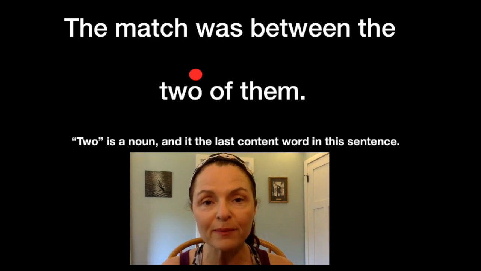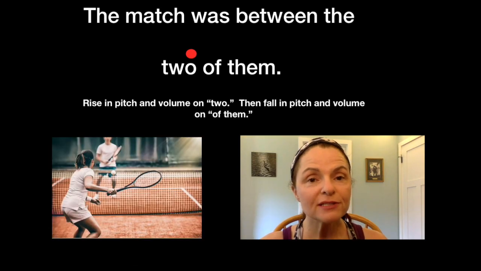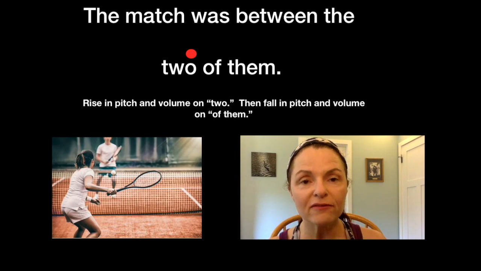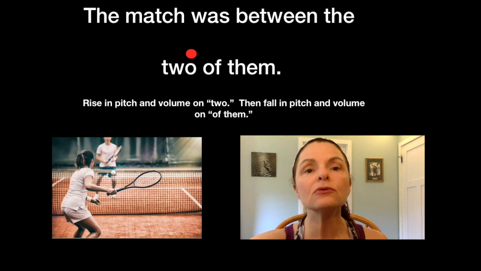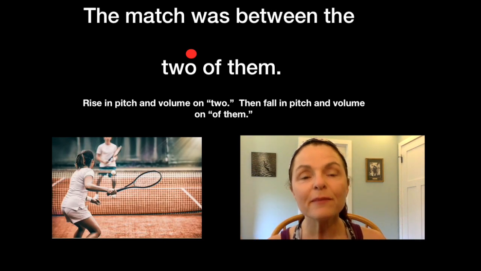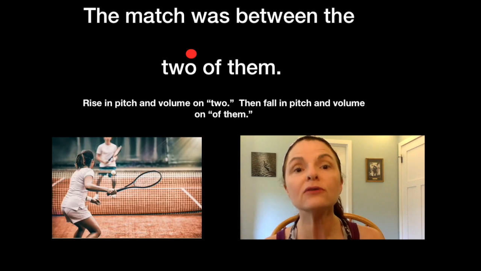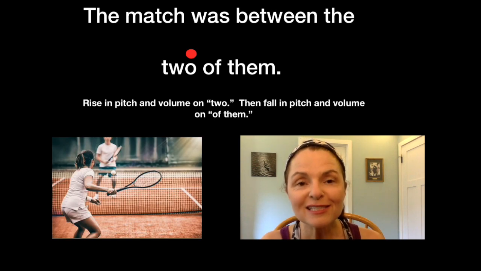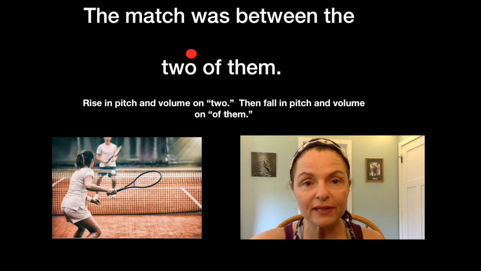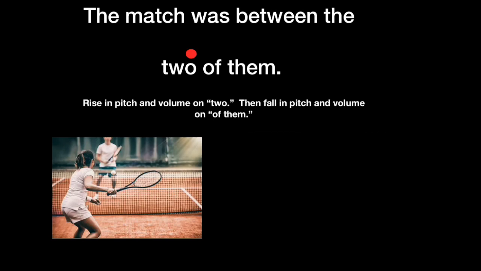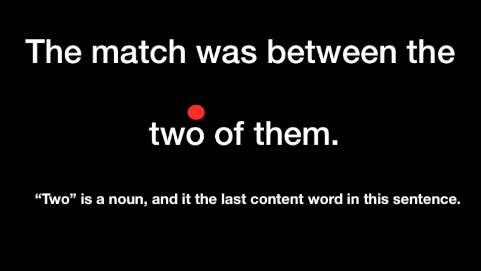Between the two of them. You'll rise in pitch on two, but then fall in pitch on of them. The match was between the two of them. You need to make it very smooth, so you wouldn't want to say the match was between the two of them. It needs to be smooth, between the two of them. Repeat after me. The match was between the two of them.